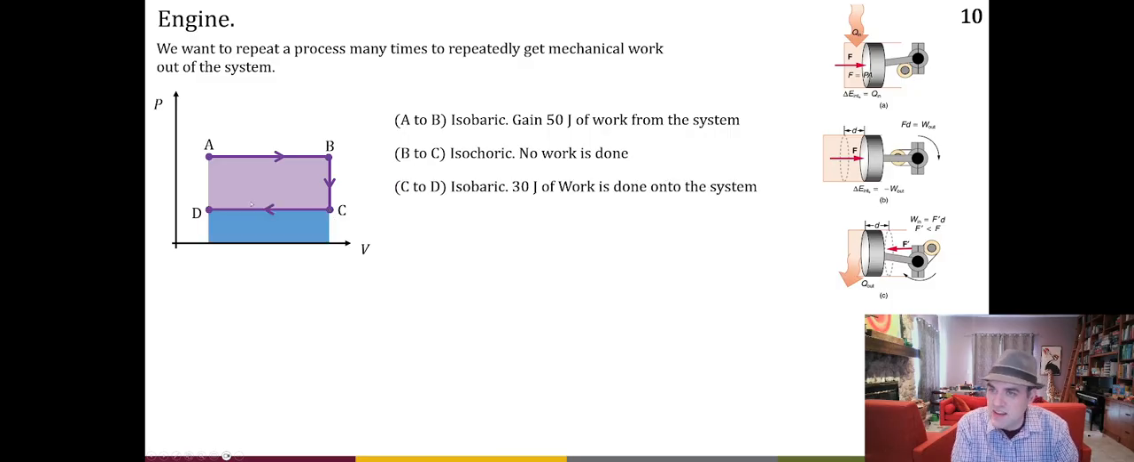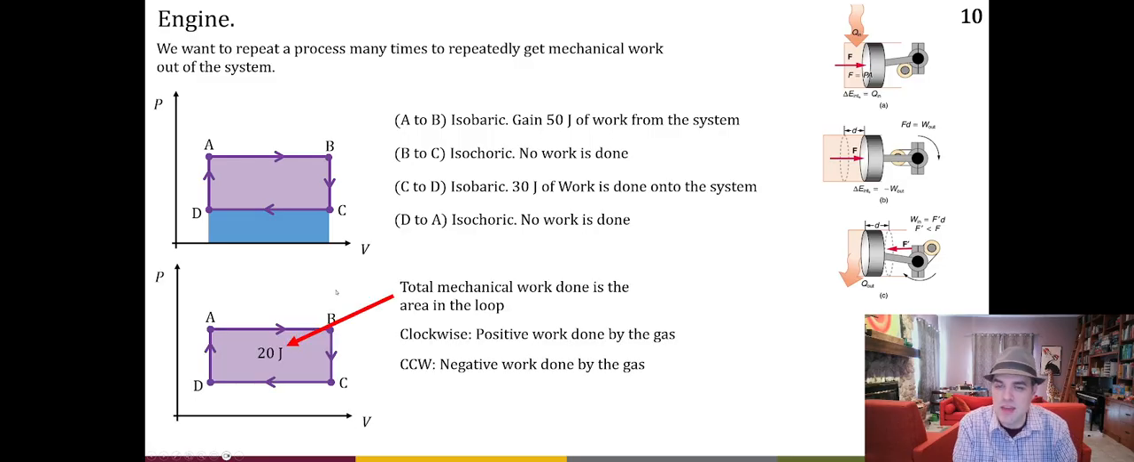Then we're going to go from C to D, another isobaric transition. Now, because we're lower, do you see how this blue is smaller than the full rectangle that we had before? Because this is smaller, we only have to do 30 joules of work on the system for the transition from C to D. And finally, we're going to go from D to A, isochoric again. No work is done. So we gained 50 joules going from A to B, nothing from B to C. We lost 30 joules from C to D, and then nothing from D to A, meaning that we have gained 20 joules of mechanical work going from A, B, C, and D. And we can keep doing this process over and over again to gain that much work every time.